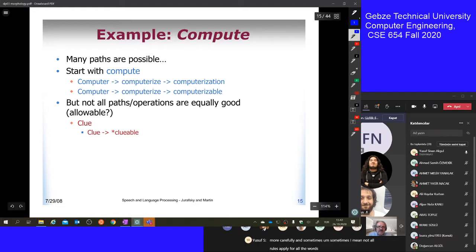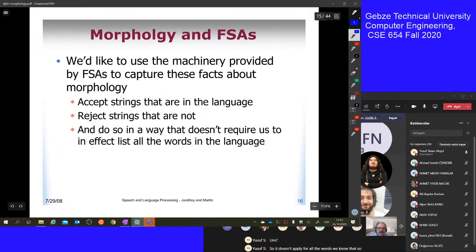For example, there is clue. Clue is a noun, right? Clue and clueable. Can you do it with all the nouns? No, clueable. There is no such word as clueable. So it doesn't apply for all the words. We know that.